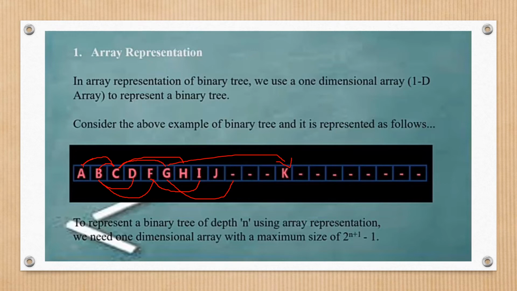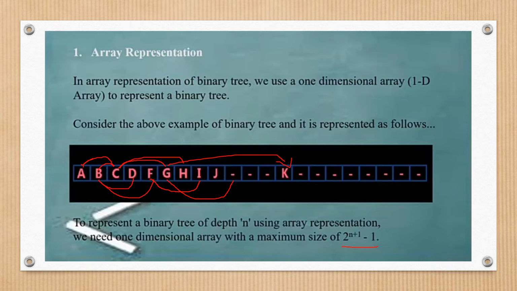Why are these empty here? Because for leaf nodes we represent empty. To represent a binary tree of depth n using array representation, we need a one-dimensional array with maximum size of 2 power n plus 1 minus 1. To represent a binary tree using arrays, we must declare an array with size 2 power n plus 1 minus 1, where n is the depth.